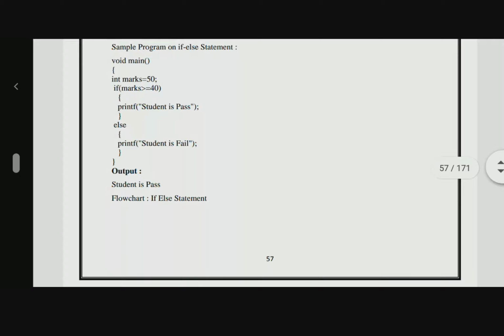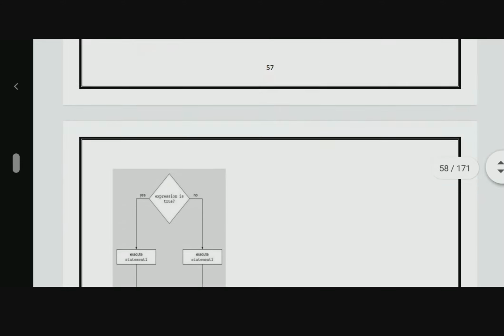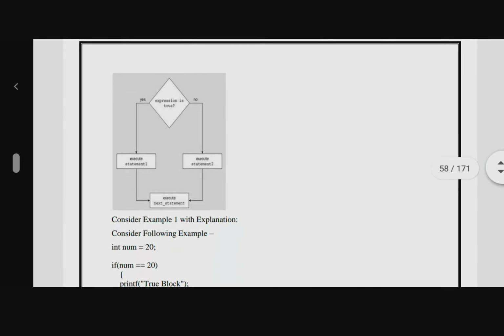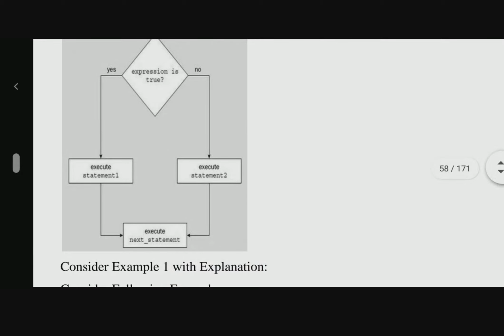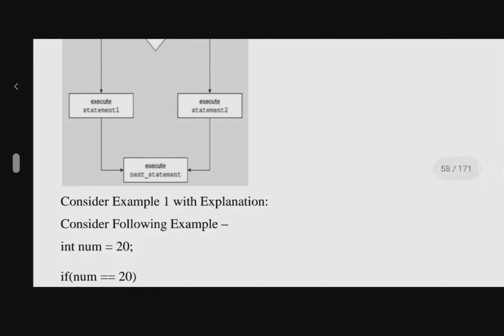Next one is the else if statement. We have the flowchart for else if also. If the expression is true, if it is yes, go and execute statement one. After that, execute the next statement. If the expression is false, that is no, execute the second statement, then execute the next statement. Example, you will understand. Let's consider one example with explanation.